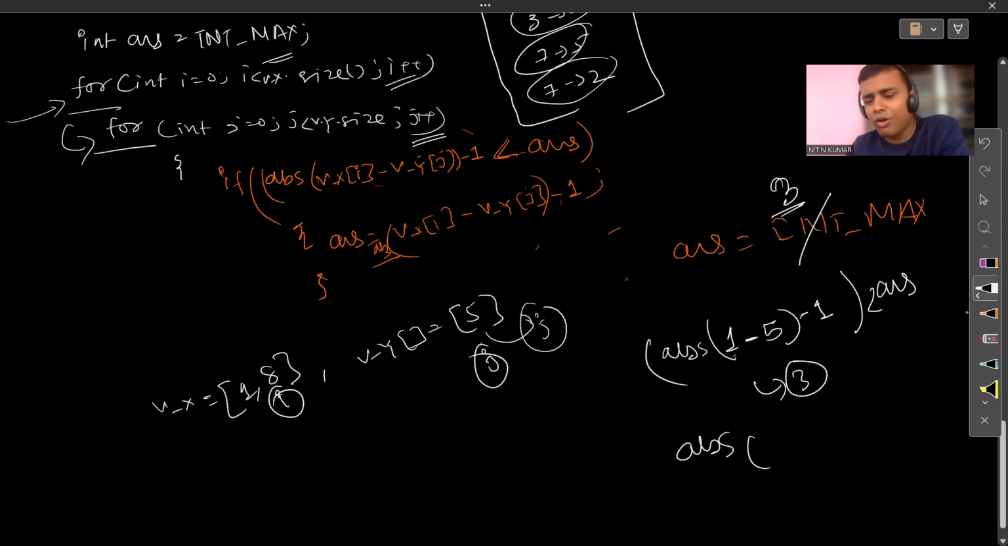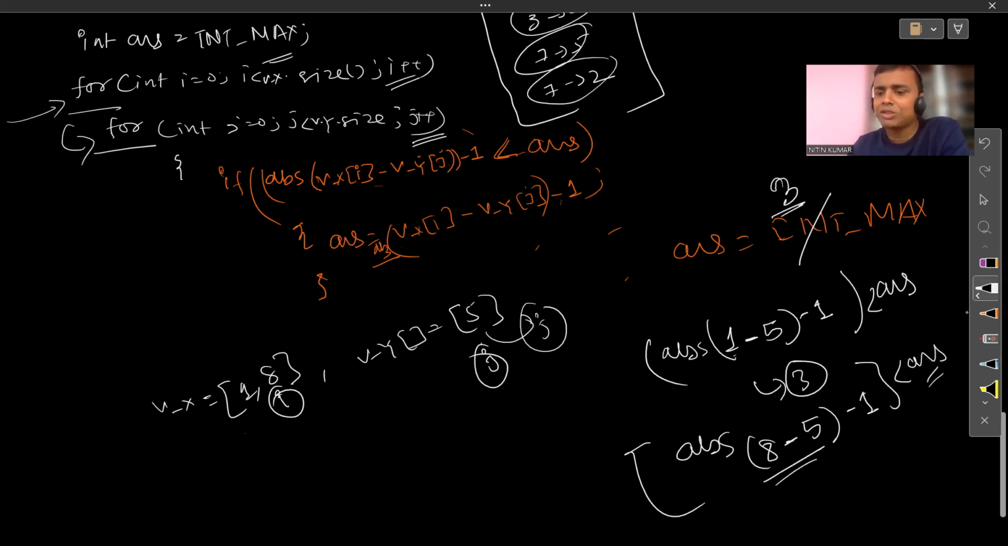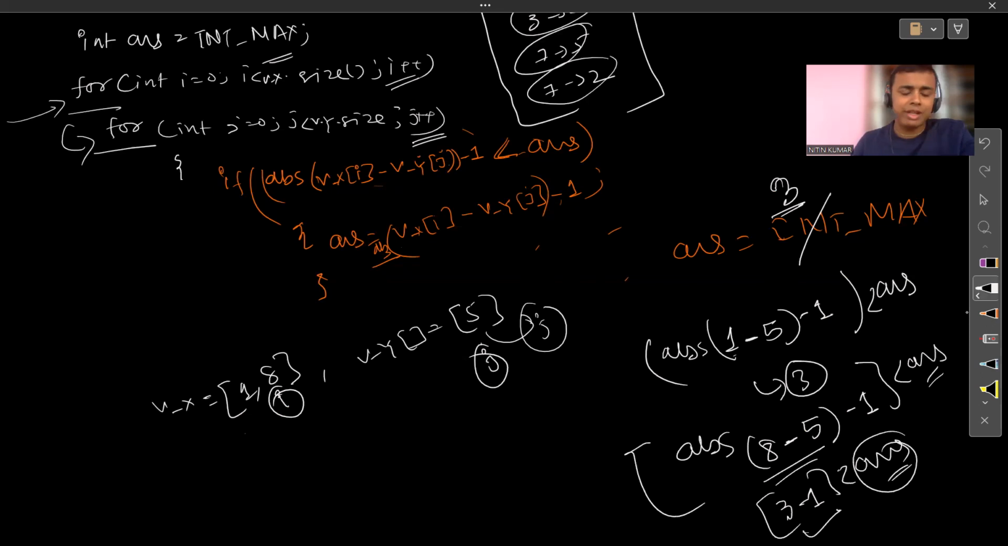So absolute of 8 minus vy of j, which is 5, minus 1. If it is less than my answer, and my answer is currently 3. You can see 8 minus 5 gets me 3, and absolute of a positive number does nothing, it just returns the same. 3 minus 1 gets me 2. That means two elements are present between them. And it is less than my current answer, yes, because my current answer is 3. So I got a new minimum value, which is even less than that value, so I simply update it. My answer is now 2.